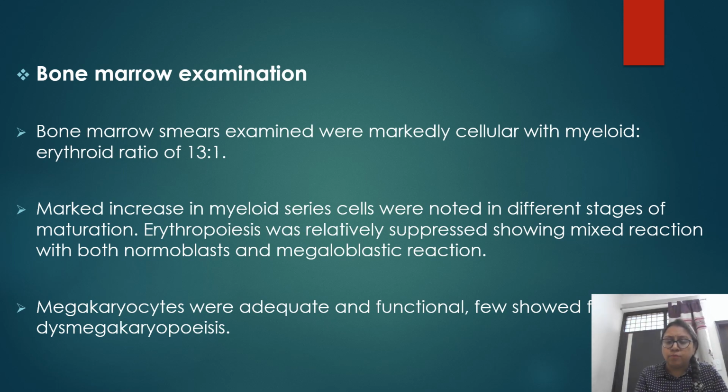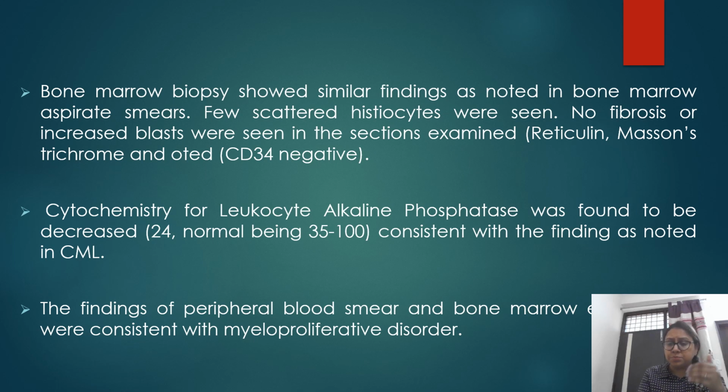In the patient, we had both normoblasts and megaloblasts. Megakaryocytes were adequate and functional. Few showed dysmegakaryopoiesis. What is that? Structural abnormality, some hypolobated, some hyperlobated, all of these we call dysmegakaryopoiesis. The bone marrow biopsy correlated very much with the bone marrow aspirate findings. Just a few scattered histiocytes were seen, and no fibrosis and no blast cells were seen.